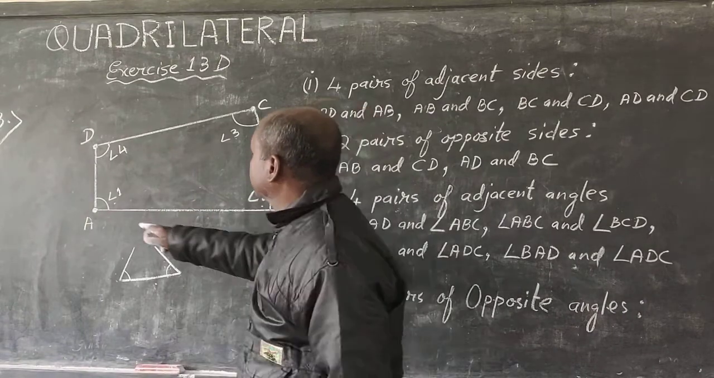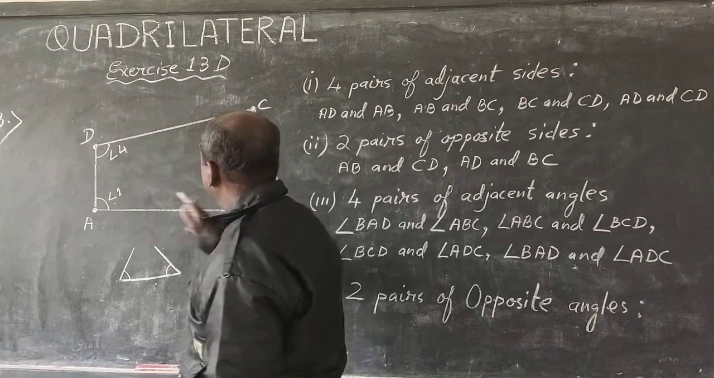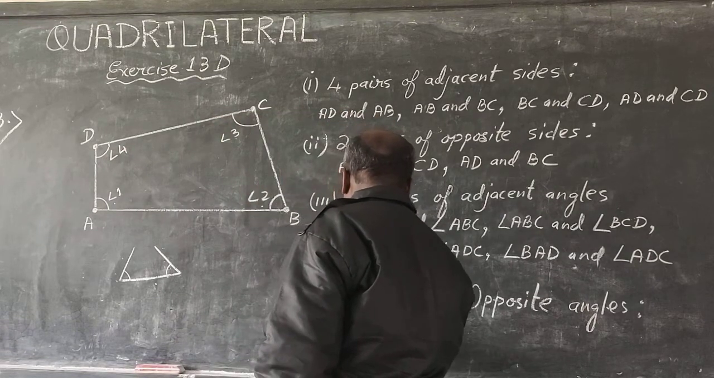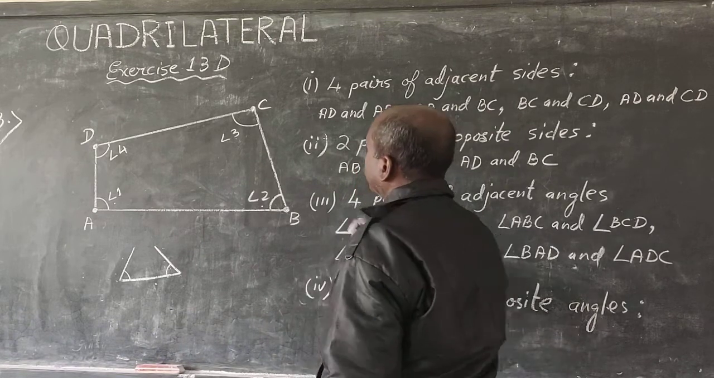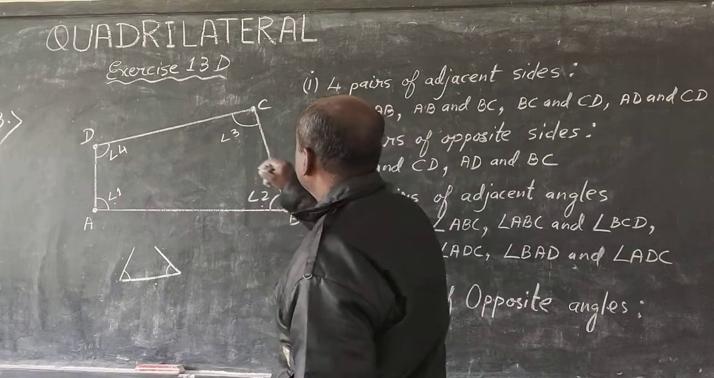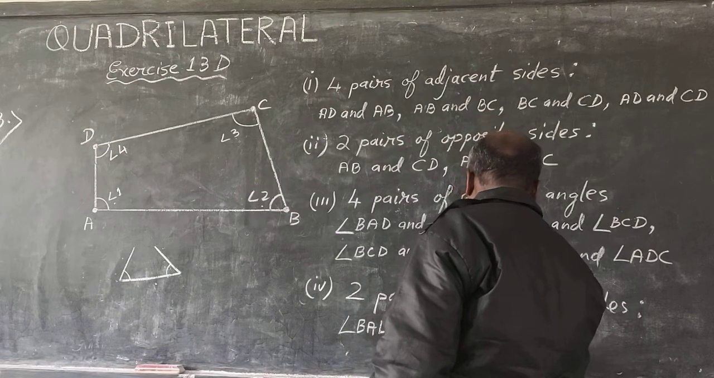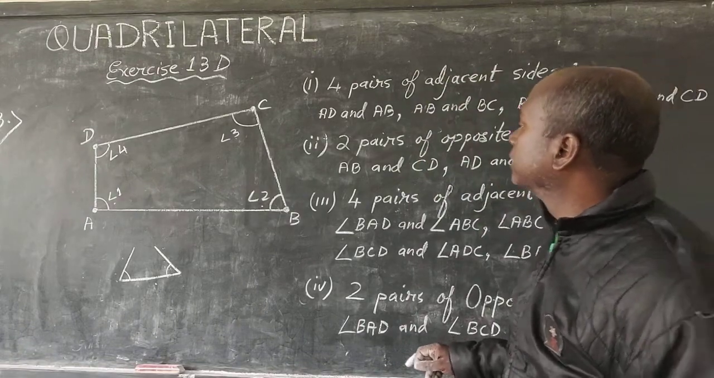So with this one, what is the full name of this angle? Angle BAD. And the full name of angle 3 is angle BCD. So this is one pair of opposite angles. Which is the other?